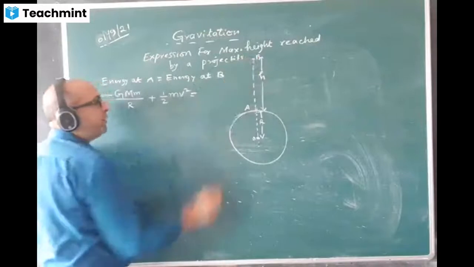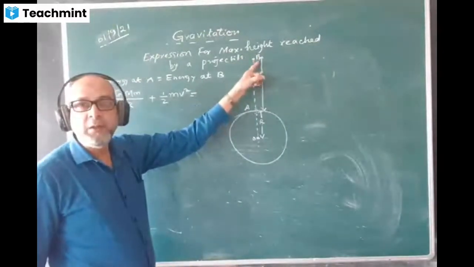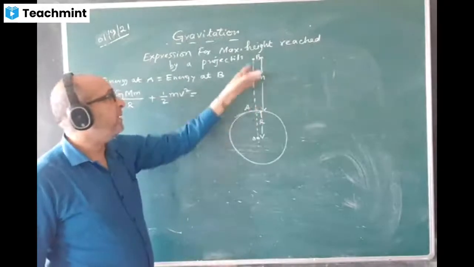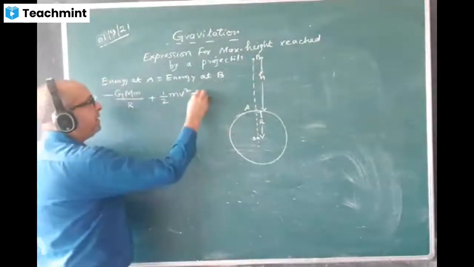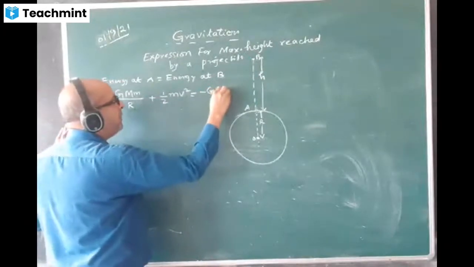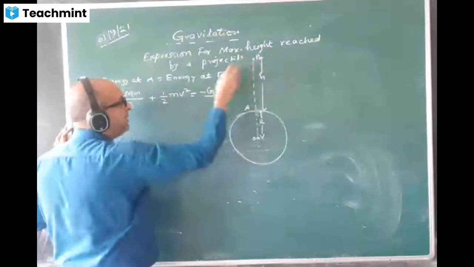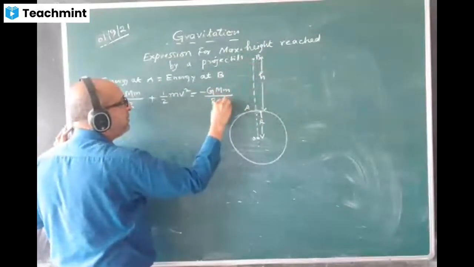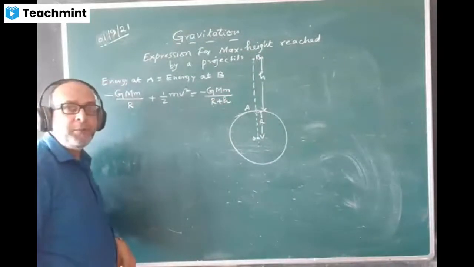And at the point B, what energy will it have? It will have only the potential energy at this point. Because at maximum height the final velocity becomes zero, then kinetic energy will be zero. Here I will write minus GM, but the distance of this point from the center of the Earth will become R plus H. Here I write R plus H. No kinetic energy at the point B.